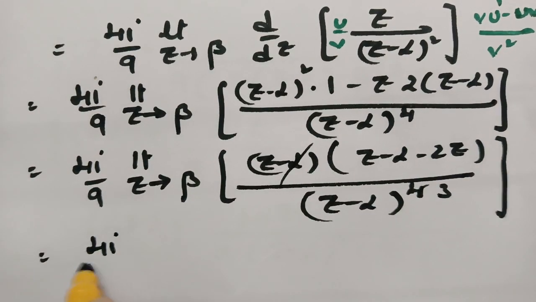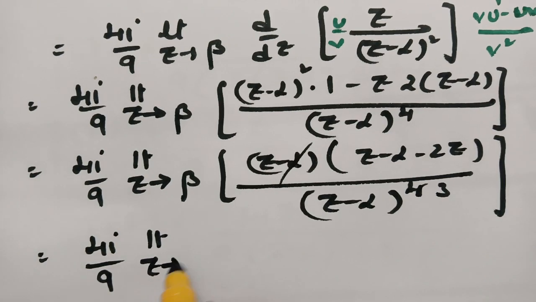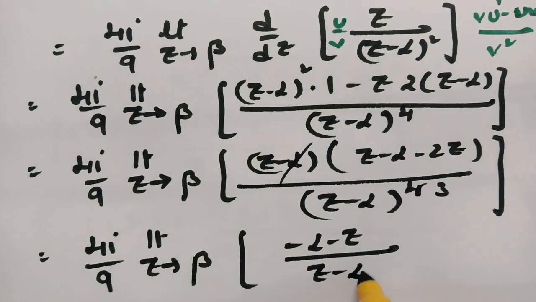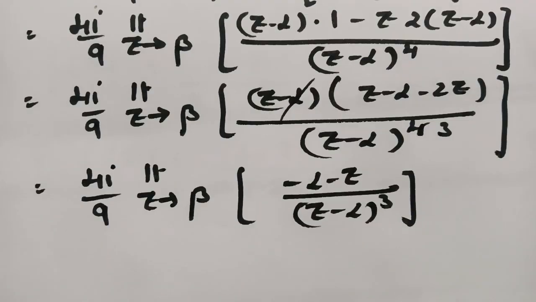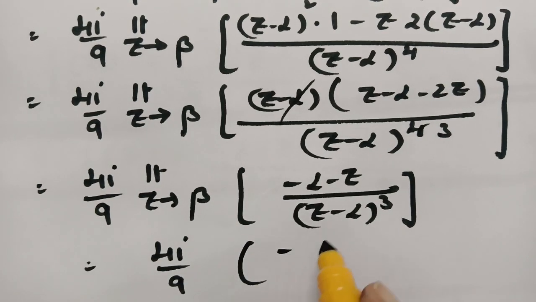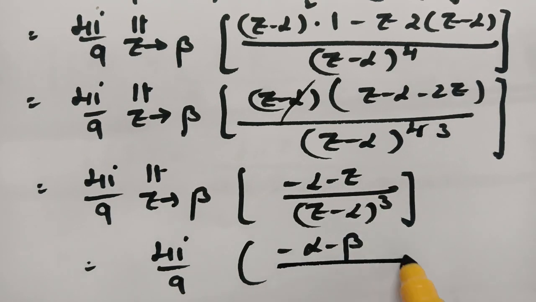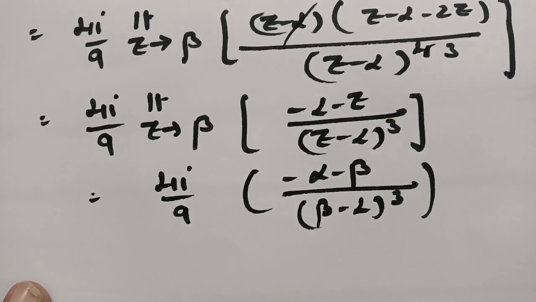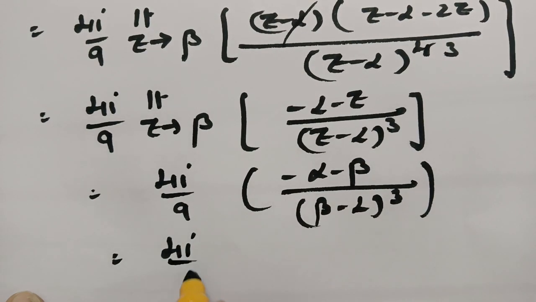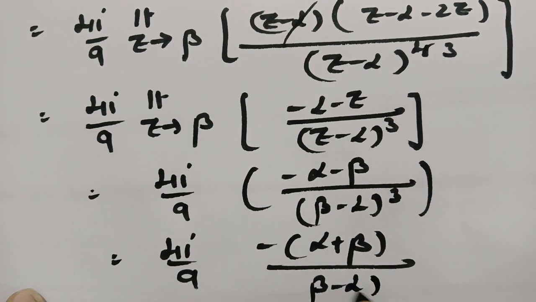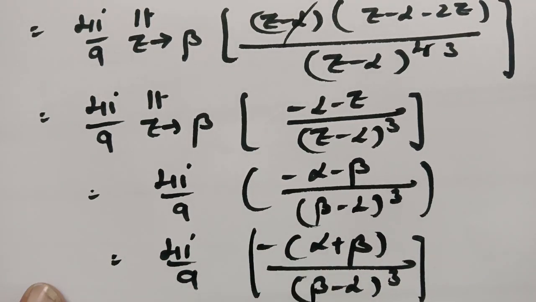So this is 4i by 9 times the limit as z tends to beta of (minus alpha minus z) by (z minus alpha) whole cube. In place of z, I have to keep beta here. So this value is 4i by 9 into minus (alpha plus beta), by (beta minus alpha) whole cube. Clear? And what is our alpha and what is our beta here?